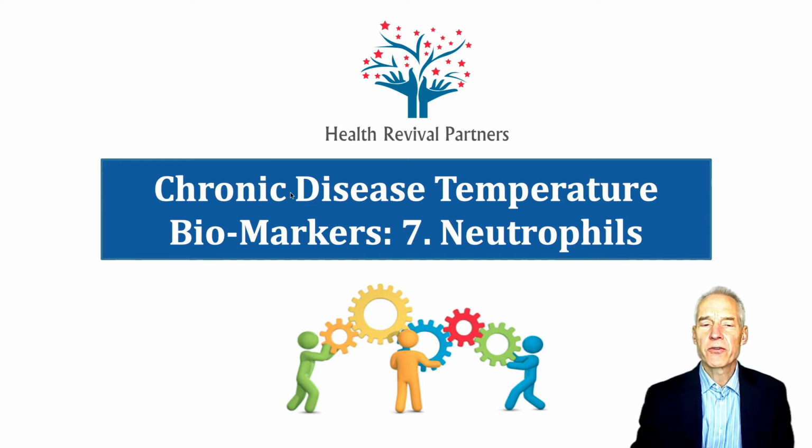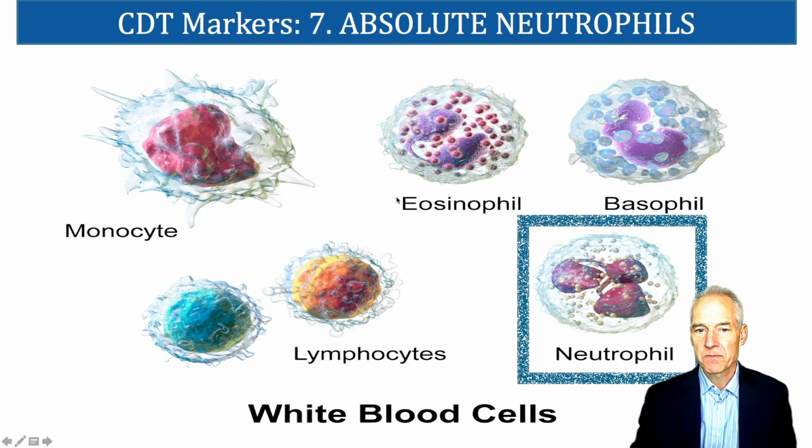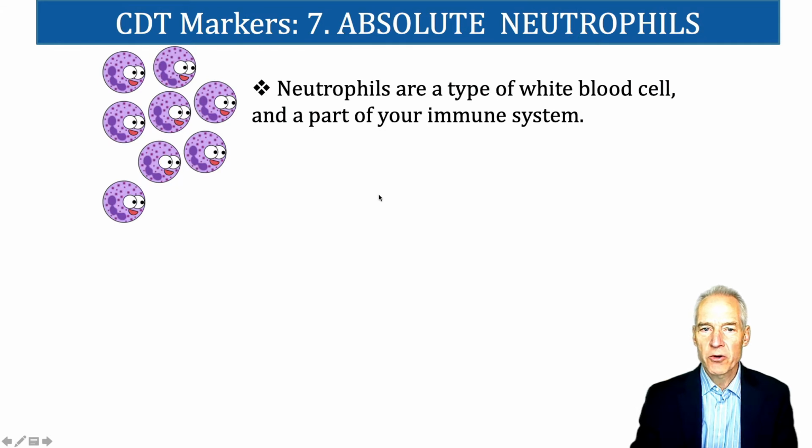Hello, so here we have chronic disease temperature biomarker number 7, neutrophils or absolute neutrophils. And what we have here is all our white blood cells, and neutrophils is just one type of these 5 different differentiated white blood cells. And it happens to be the one that usually is present in your blood at the highest level of all the individual white blood cells. So the neutrophil is what we're focusing on here.